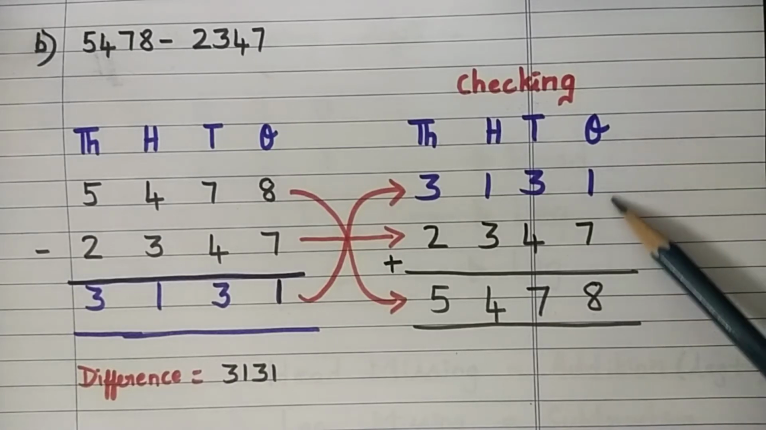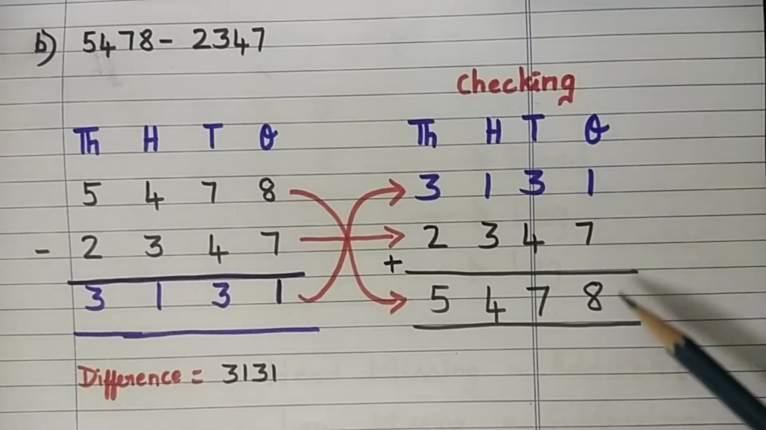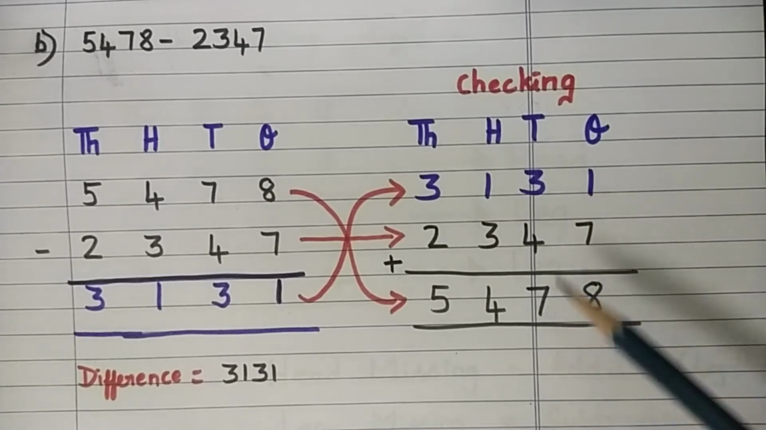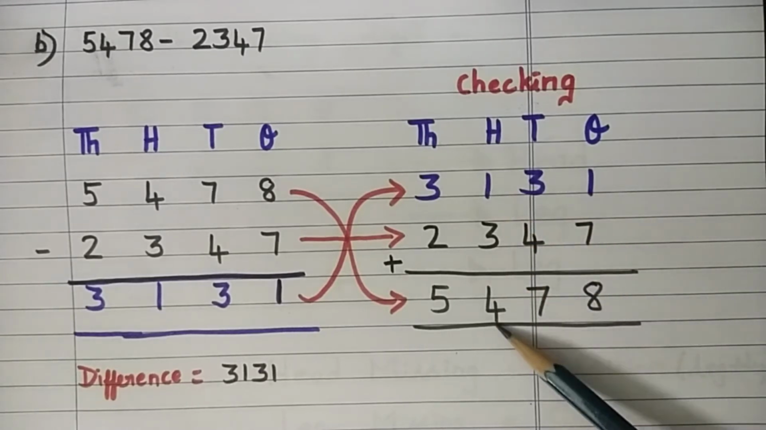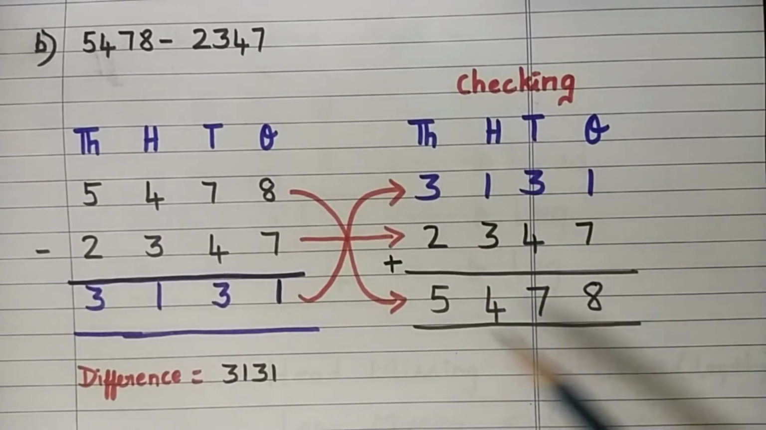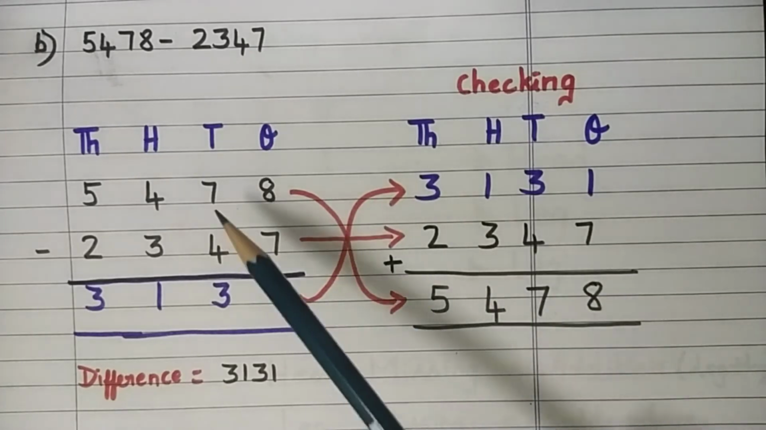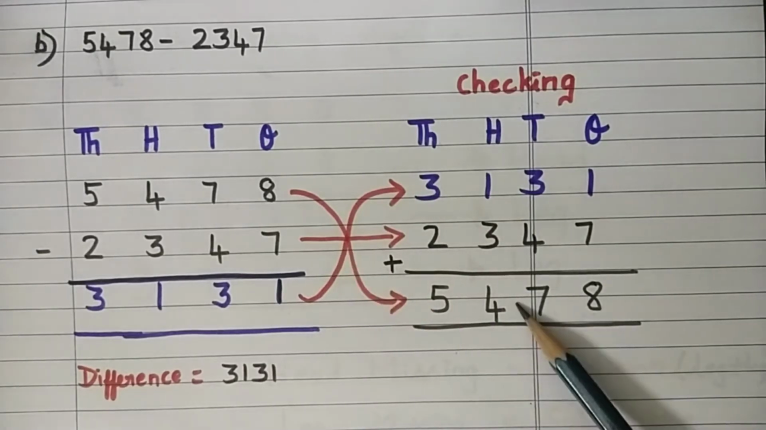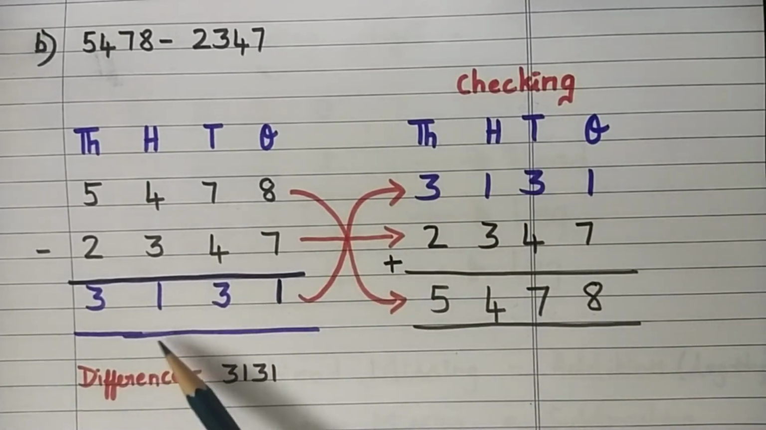Step 1, add the ones column. 1 plus 7 gives what? 8. 3 plus 4 gives 7. 1 plus 3 gives 4. 3 plus 2 gives 5. We get the sum 5478. The sum should be equal to the minuend.